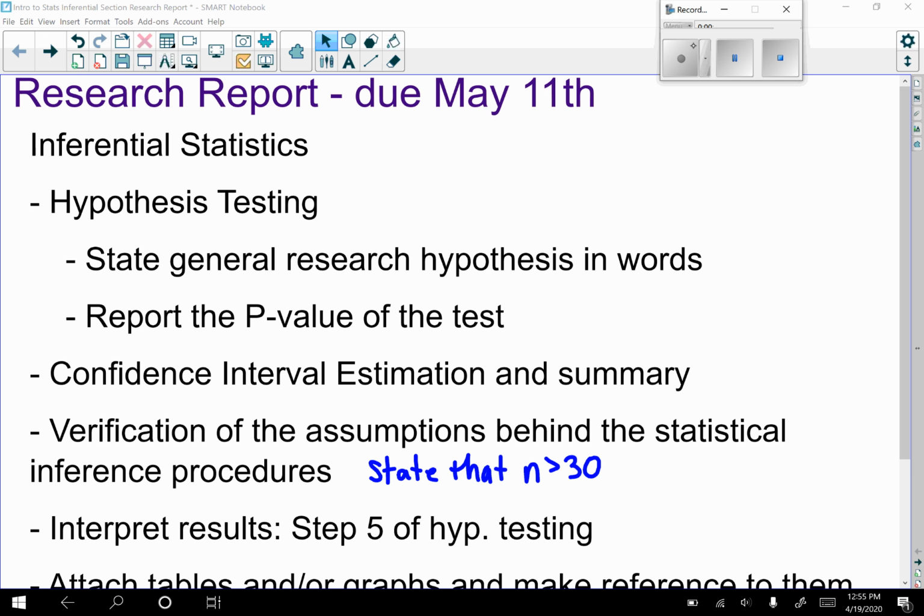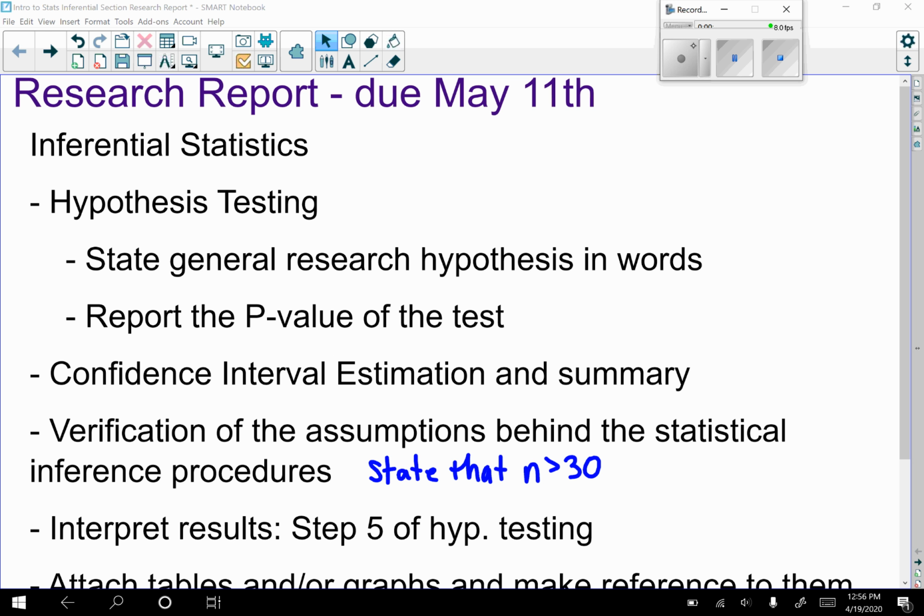Here are the requirements for the inferential stats section of your research report, which will be due May 11th. This part of your paper is not going to be nearly as long as the first part was, so please do not put this off to the last minute. I need to make sure that I get everything graded, and grades are due by, I think, the 22nd at YSU. So everything that I have listed on this page will go in your report.